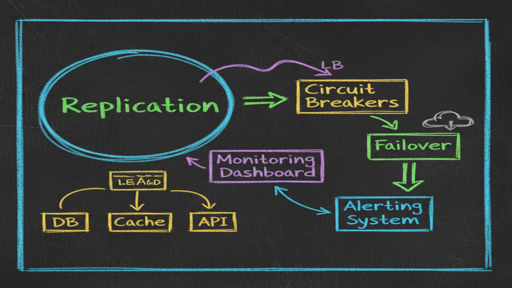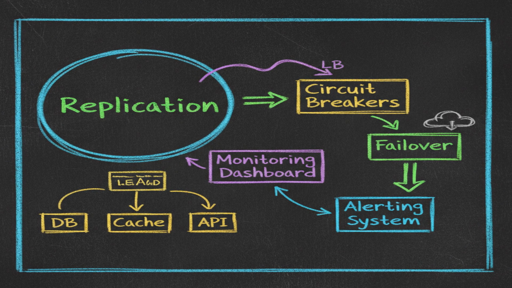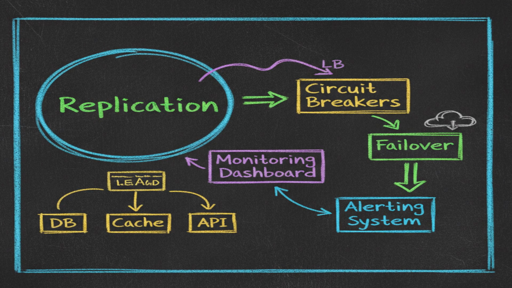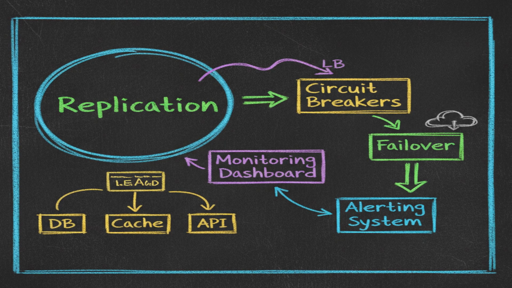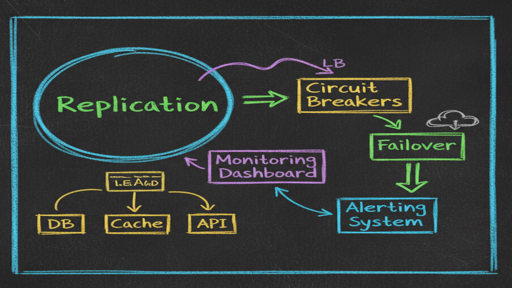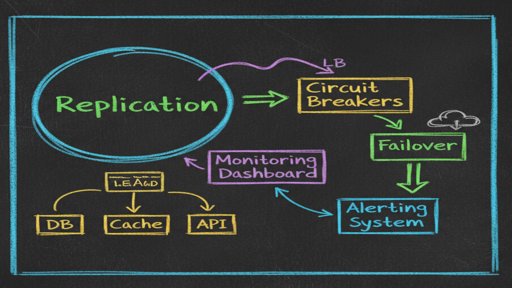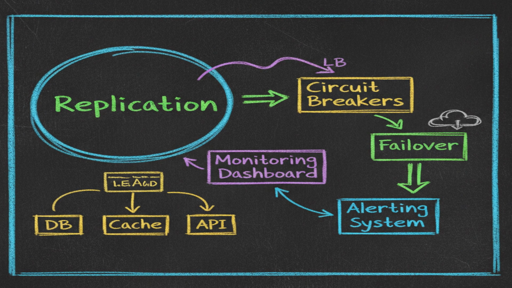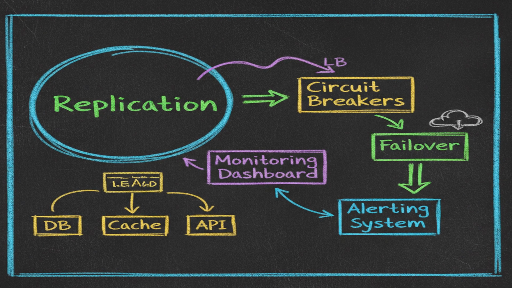We use Prometheus for monitoring because it's a pull-based system that can handle high cardinality metrics, unlike push-based systems which can be overwhelmed. Circuit breakers prevent one failing service from taking down the entire system. We also need to think about data backup and recovery strategies.